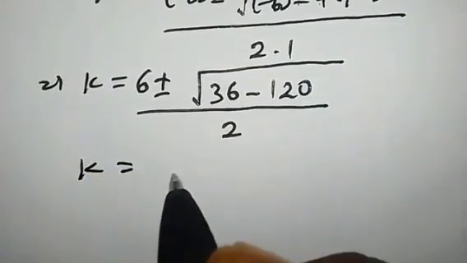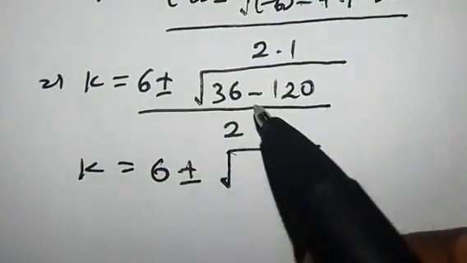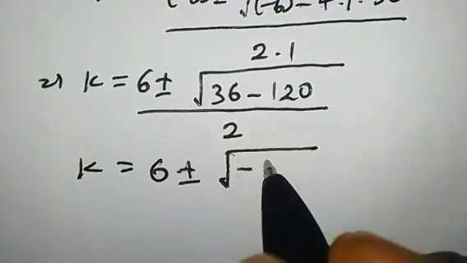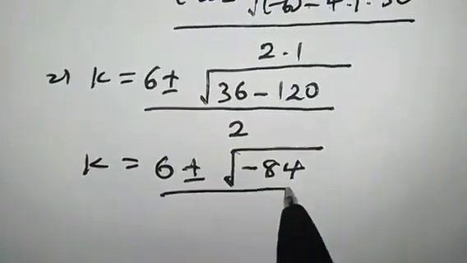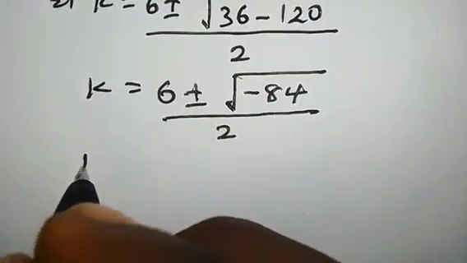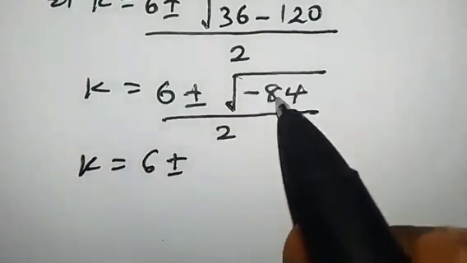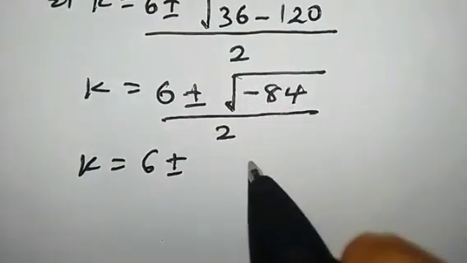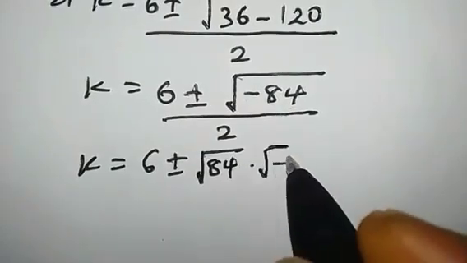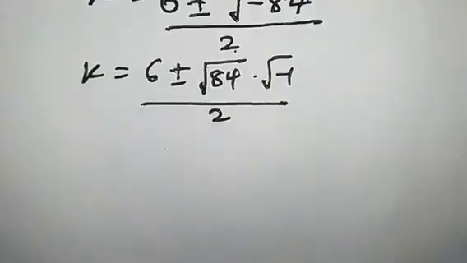So k is equal to 6 plus or minus the square root of 36 minus 120, that is negative 84, divided by 2. K equals 6 plus or minus, we can rewrite the square root of minus 84 as the square root of 84 times the square root of negative 1, divided by 2. Let's proceed further.